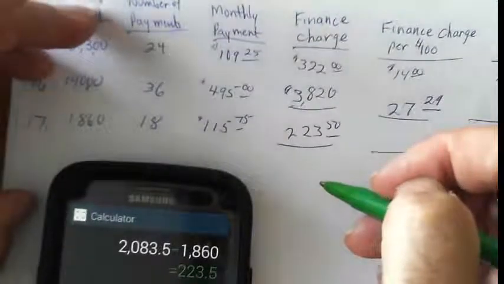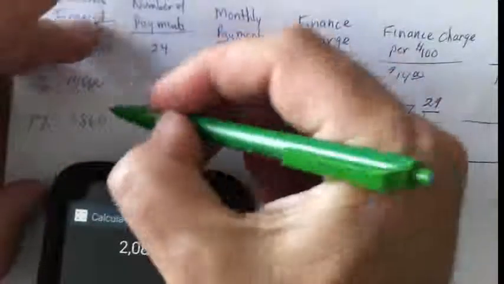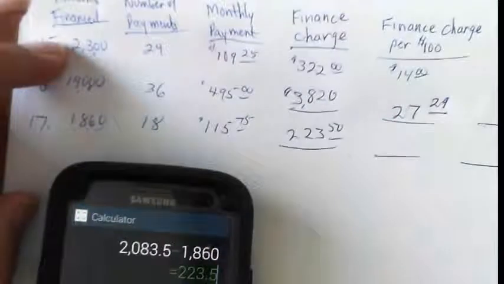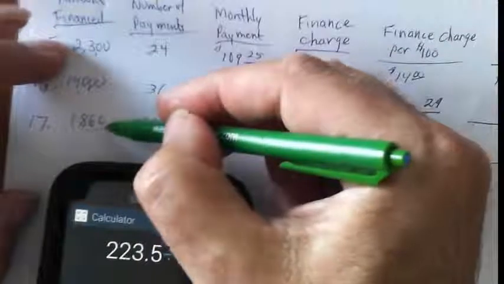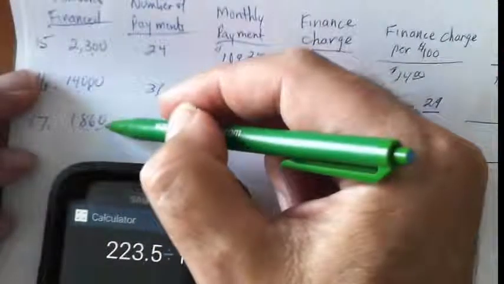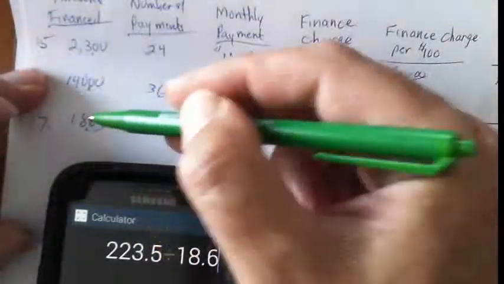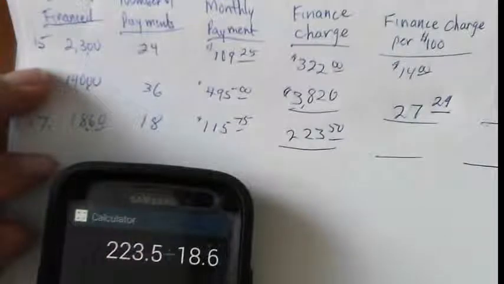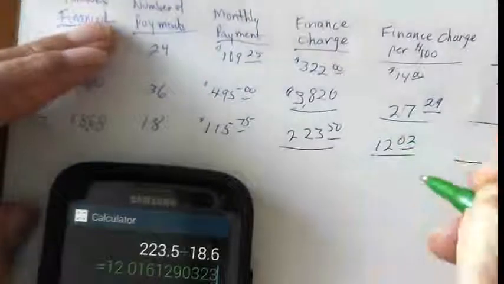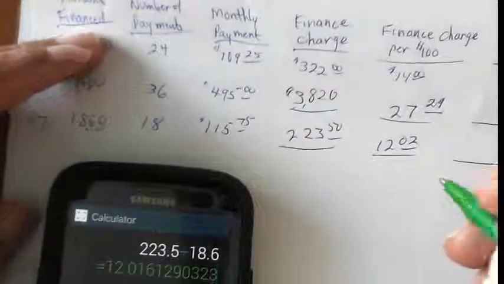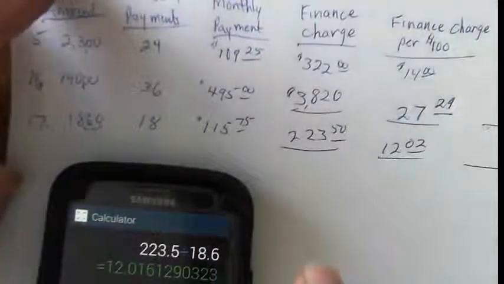Okay. Then we're going to take that amount and we're going to divide by 18.6. Okay, see why it's going to be 18.6? Because we have 1,860. You divide that by 100, you would have 18.6, or you're just going to move the decimal over 2. Okay, so you divide it by 18.6, and we get 12.02. All right. So this is finance charge per 100. Okay.